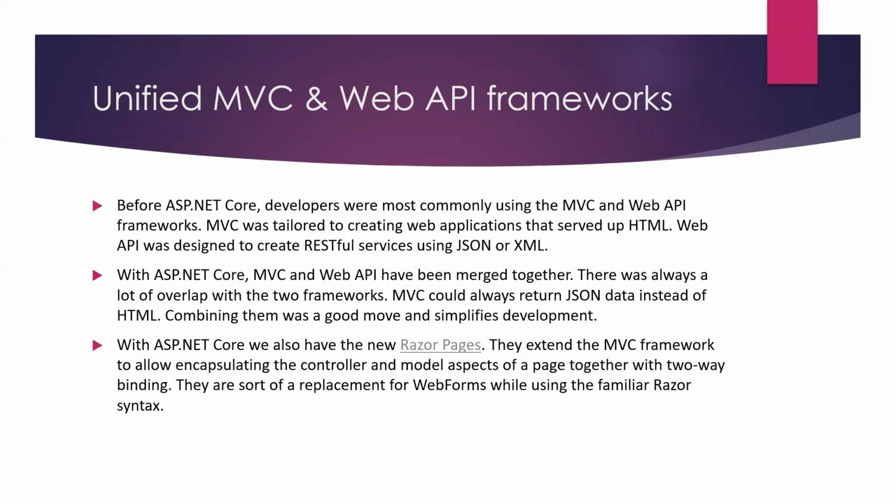or XML. With ASP.NET Core, MVC and Web API have been merged together. There was always a lot of overlap between the two frameworks. MVC could always return JSON data instead of HTML. Combining them was a good move and simplifies development.